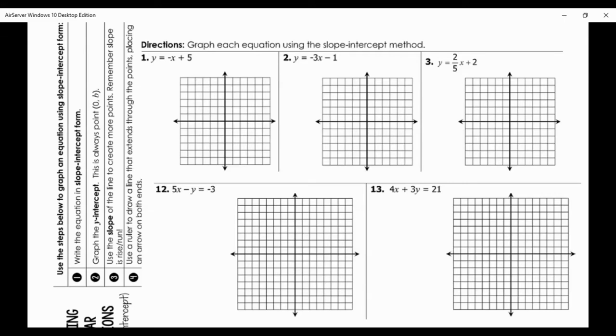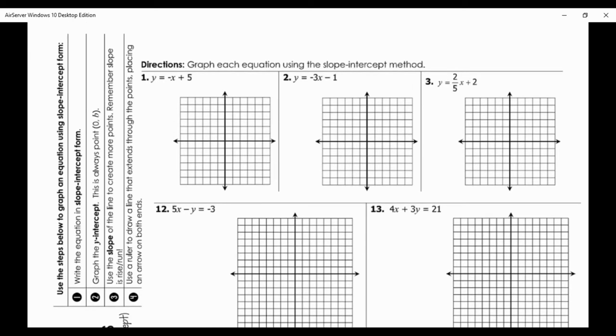This is the Jamboard practice assignment for 3-5, graphing linear equations in slope-intercept form. This is the second day that we are just reviewing graphing equations in slope-intercept form. So remember, slope-intercept form is y equals mx plus b.